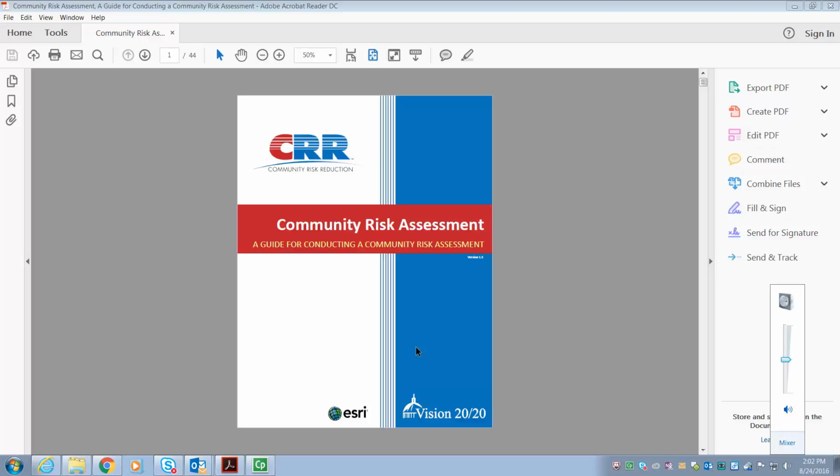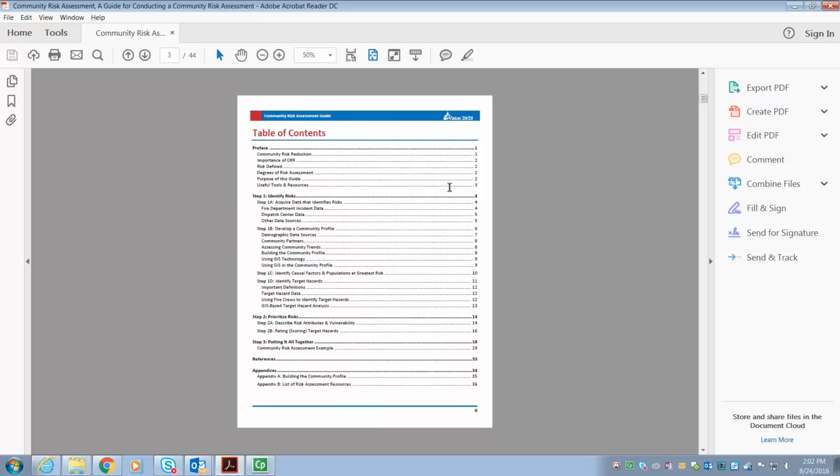This document was produced by Vision 2020, and if you want to go to their website, it's strategicfire.org, all one word, strategicfire.org. You do have access to this, and we've looked at some of the other things on their site, but I just want to walk through it a little bit so you understand what's there. All right, so there we go.